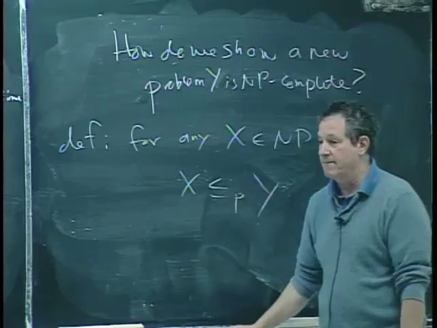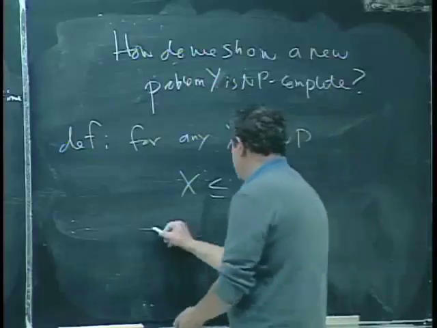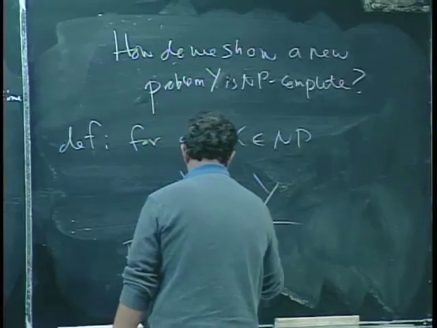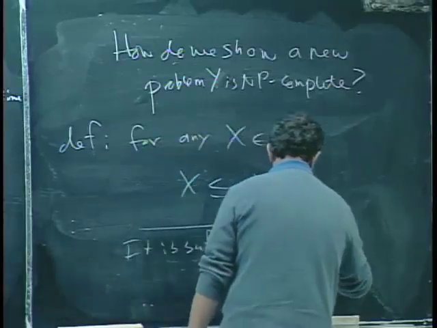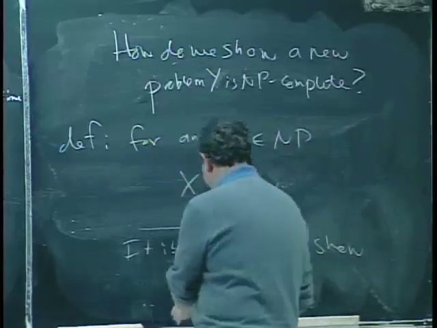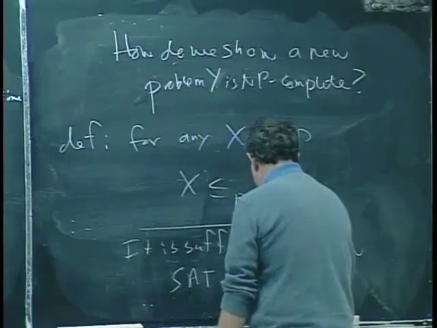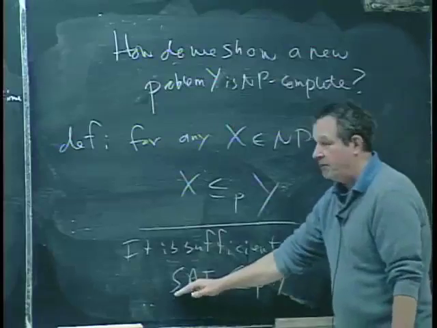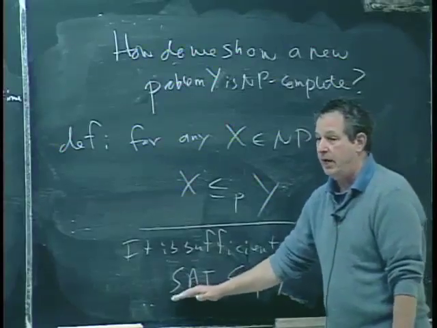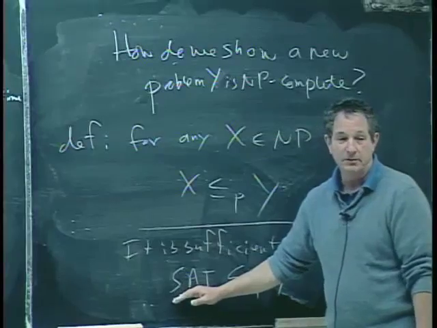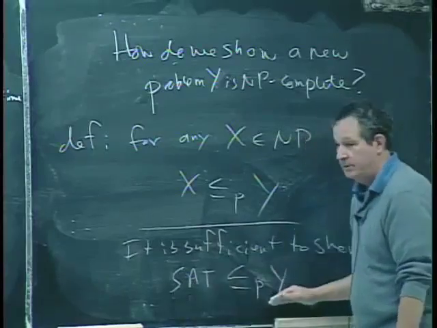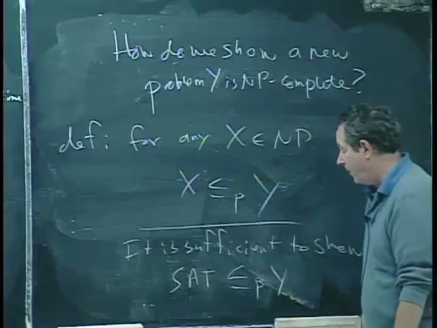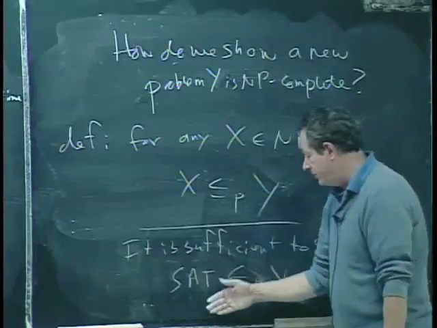You want to try to reduce SAT to Y. It is sufficient to show that SAT, a specific known NP-complete problem, reduces in polynomial time to Y. Because we know that every problem in NP reduces in polynomial time to SAT. We know that because SAT is NP-complete. So if SAT reduces in polynomial time to Y, then by transitivity, by the fact that polynomials are polynomials, every problem in NP reduces to Y.